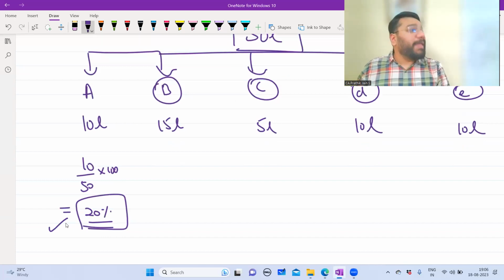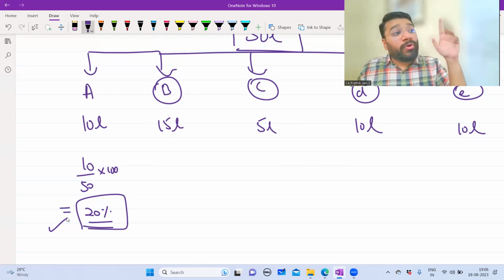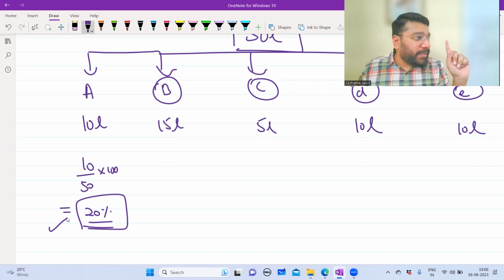So in companies, your share of profit will be proportionate to the amount of capital that you contribute. Am I right or wrong? Am I clear with what I'm saying?